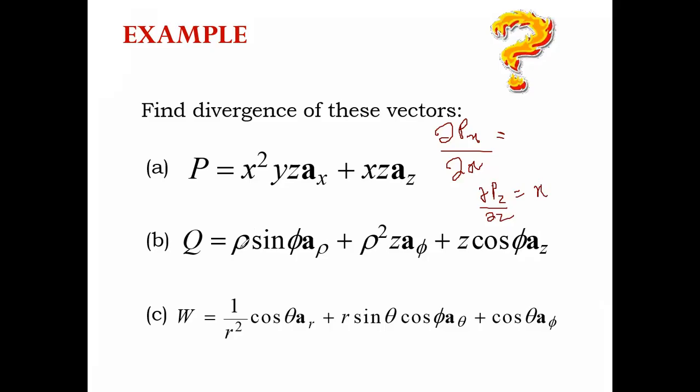Rho sine phi. So likewise, you see the formula, practice it, find it. Then, as we have studied, if the gradient of a function is zero, that is an equipotential surface. If the divergence of a vector is zero, that vector is called a solenoidal vector.